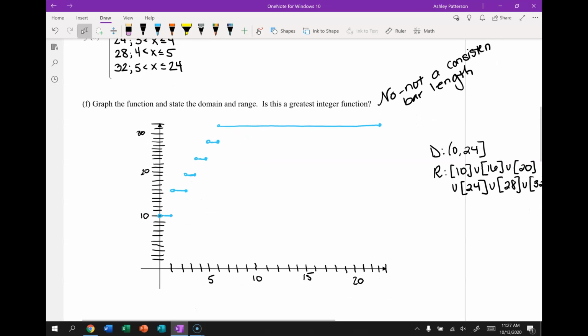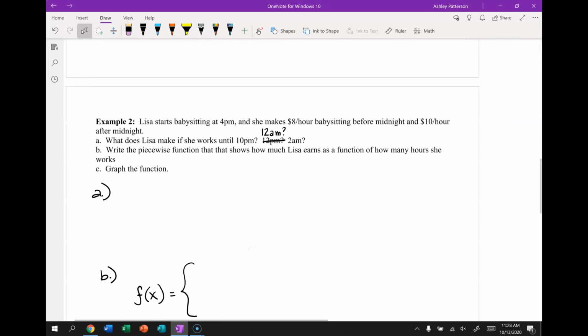And then domain and range 0 to 24, because after 24 hours, our car's getting towed. Okay, hopefully that helps with the first one. Let's take a look at the second one.